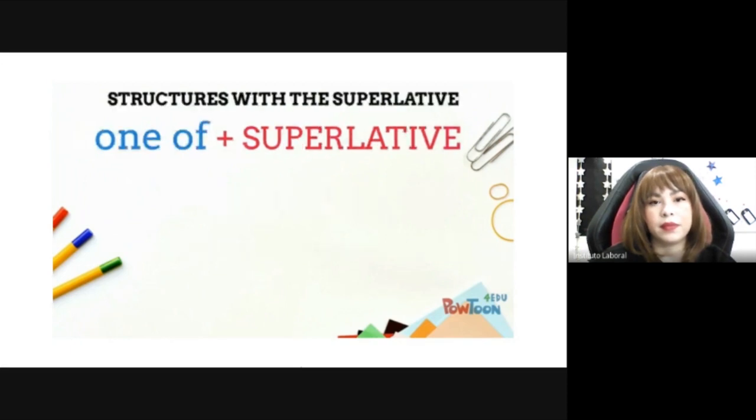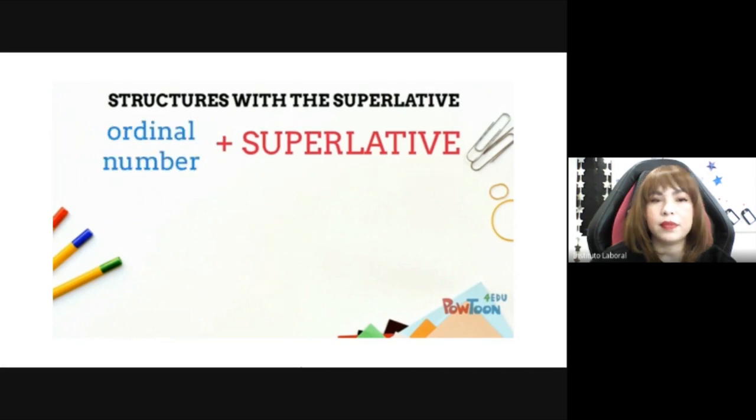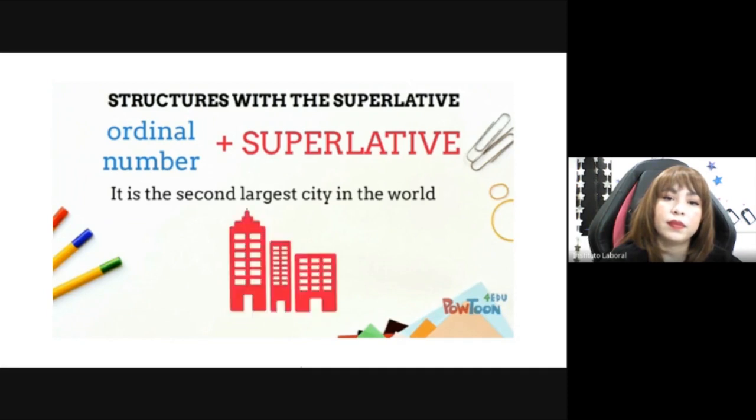Our next structure is one of plus a superlative. We use it to talk about a representative of a group. She is one of the best singers in the world. And finally, the structure of ordinal numbers as a prefix to a superlative adjective. Remember ordinal numbers: the first, the second, the third. It is the second largest city in the world.